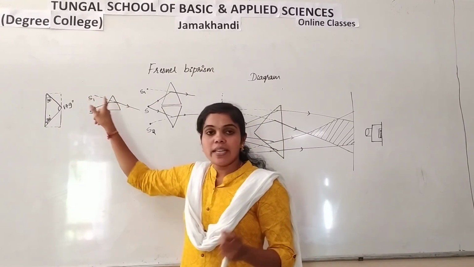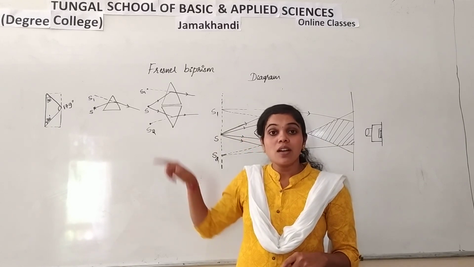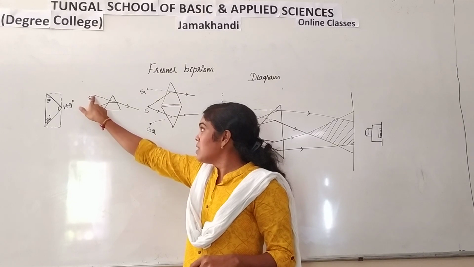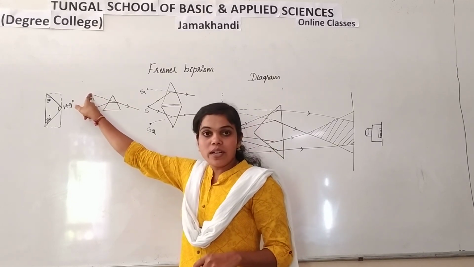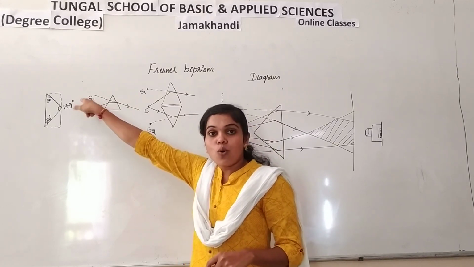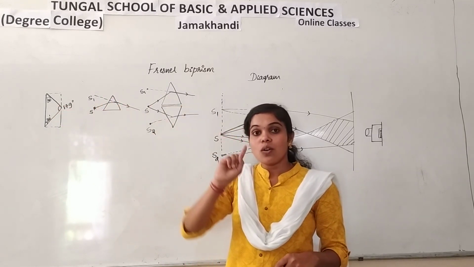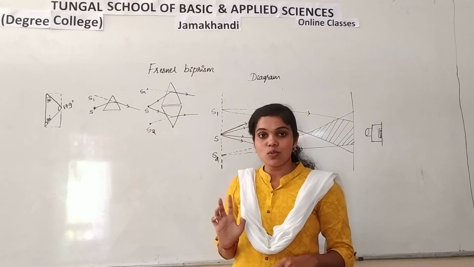So here the point S1 will be what? It will be the coherent image of source S. This is not the real image. This ray appears to come from this point. So now we can call this a coherent source. From this single prism, one coherent source we have got.